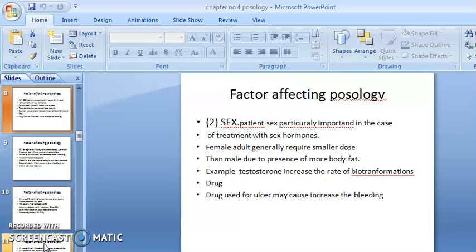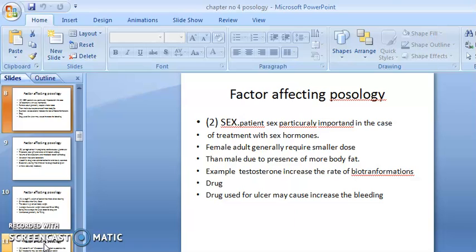Sex. Now, how does sex affect the dose? Sex is particularly important in the case of treatment with sex hormones. Female adults generally require a smaller dose as compared to males. The male, due to the presence of more body fat and viscera. Why do males require more? Because they have more body fat present. There are body fat level जास्त असतात.